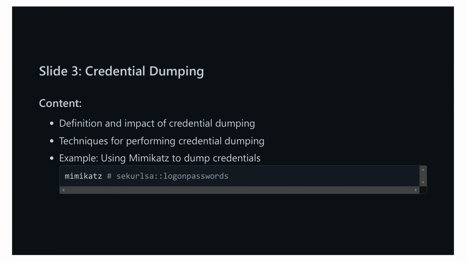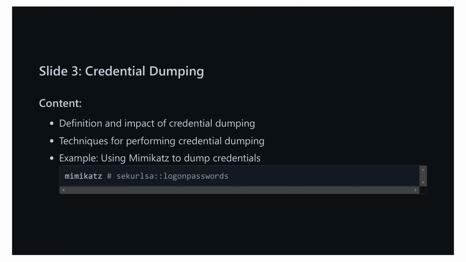On the previous slide, we delved into privilege escalation. We covered its definition and impact, explored various techniques used to escalate privileges, and looked at an example where local exploits were used to gain higher-level access within a system. Now, transitioning to slide 3, our focus shifts to credential dumping. Credential dumping is the process of extracting account login information, like usernames and passwords, from a victim's system.